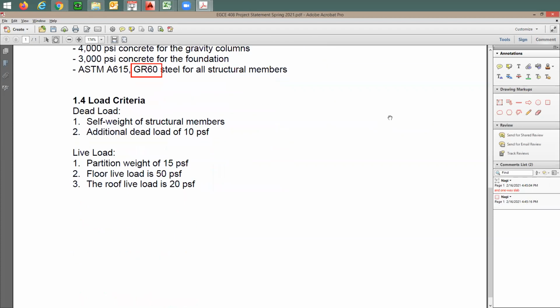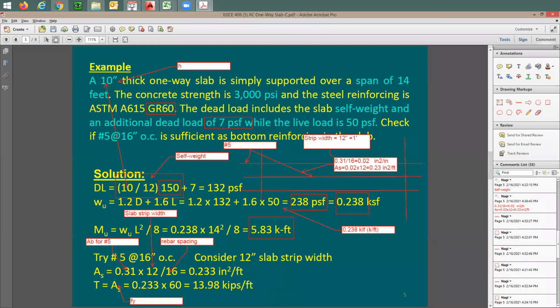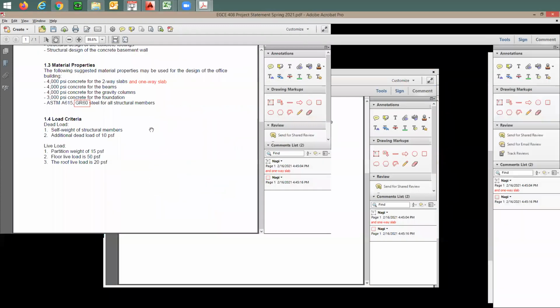Load criteria. We're going to have dead load and live load. Your dead load is going to be the self-weight of the structural members. So for example, when you design the slab, it's going to be only the weight of the slab. When you design the beam, it's going to be the weight of the slab and the beam. Why? Because the beam supports the slab. And then you have additional dead load of 10 psf. In our example here, the additional dead load was equal to, anyone recalls? It says here 7 psf. But on our homework or submittal, it's going to be 10 psf.